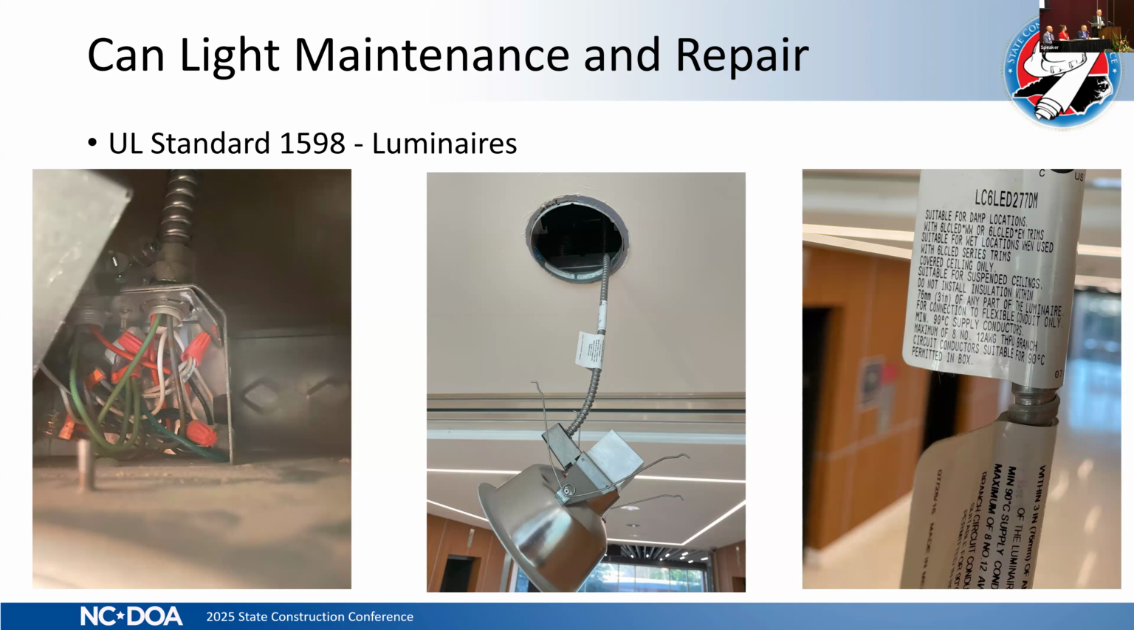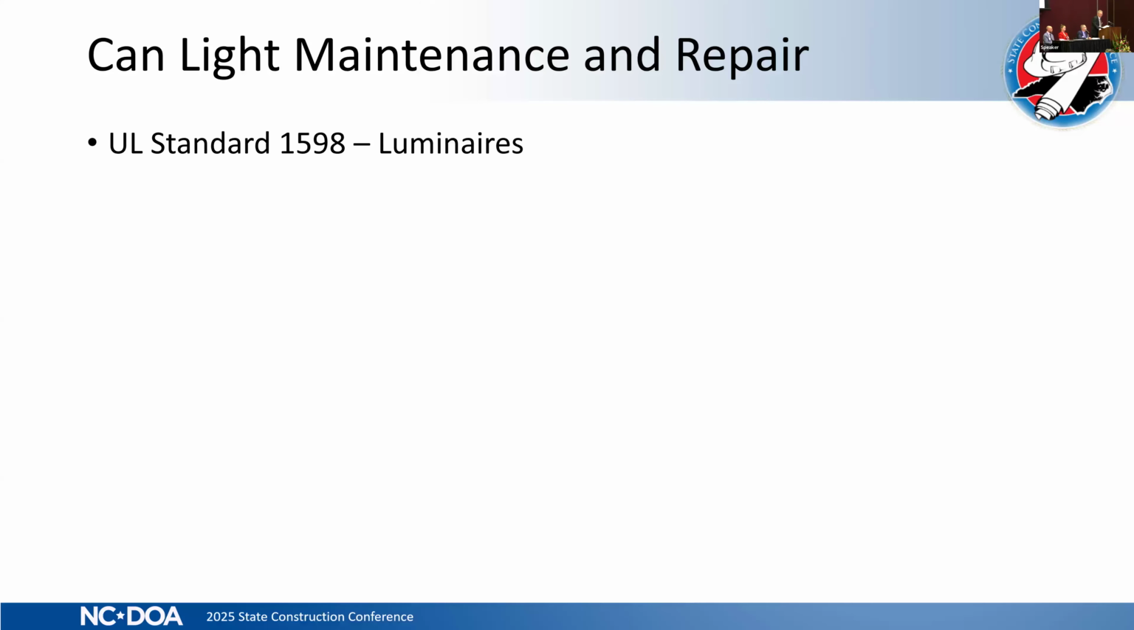So UL has now told us we've got some options coming. They tell me that there's eventually going to be a listing that will address this and say that it is listed for service through the aperture. So we have 80 fixtures we needed to replace. You can go to the UL standard 1598 on luminaires. I'd encourage you to read it. It was most recently modified in January 2024, I believe.